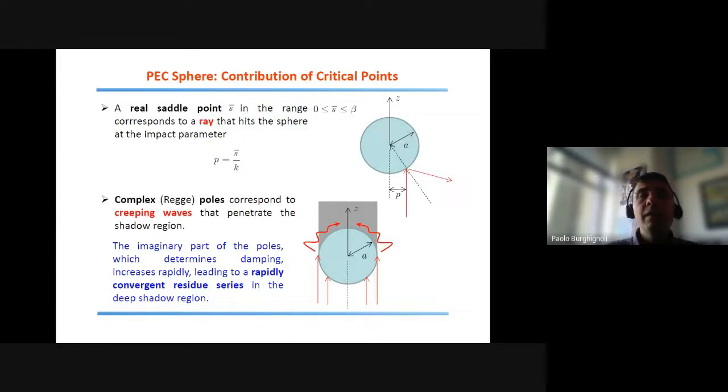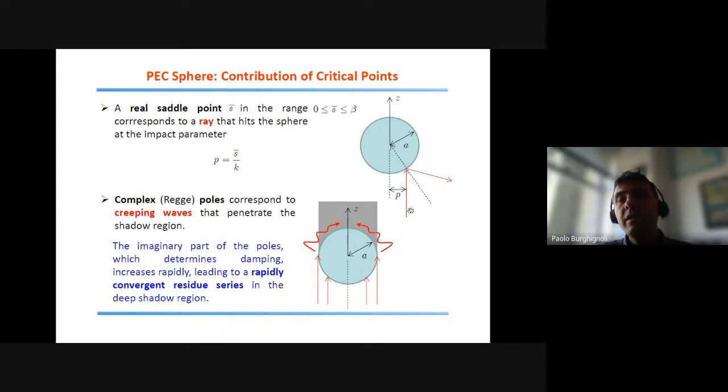In particular, let us see the results. I will not show you the analysis, but I will give you only the final results of this analysis. Any real saddle point, let's call it S over bar, which is located within the range between 0 and beta, will correspond to a ray optical, a geometrical optics ray that hits the sphere at the impact parameter given by the ratio between the saddle point and the wave number k, as you can see here in the box.